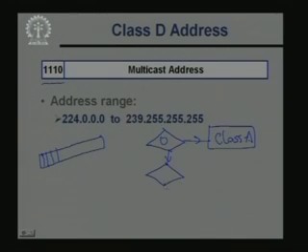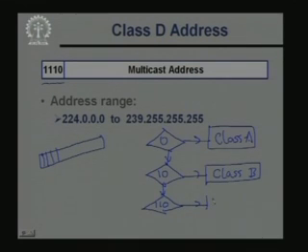If it is 10, then you can say it is class B. And if it is 110, then you can say it is class C. So, there is no ambiguity, just the first few bits uniquely identify the address classes. Depending on the bits, the routers or the intermediate nodes can easily identify the address classes and accordingly take the routing decisions.